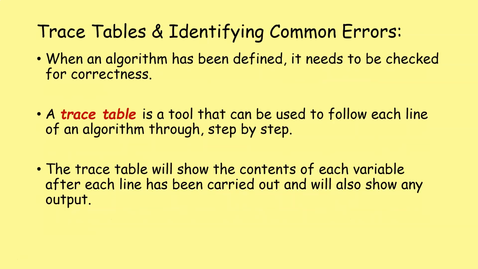Trace tables and identifying common errors. When an algorithm has been defined, it needs to be checked for correctness. A trace table is a tool that can be used to follow each line of an algorithm step by step. The trace table will show the contents of each variable after each line has been carried out, and will also show any output. By having a trace table and running through it, you can identify errors quickly and effectively.